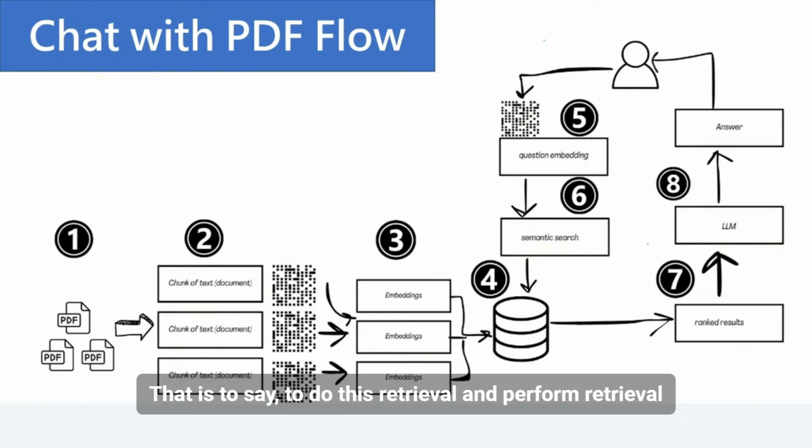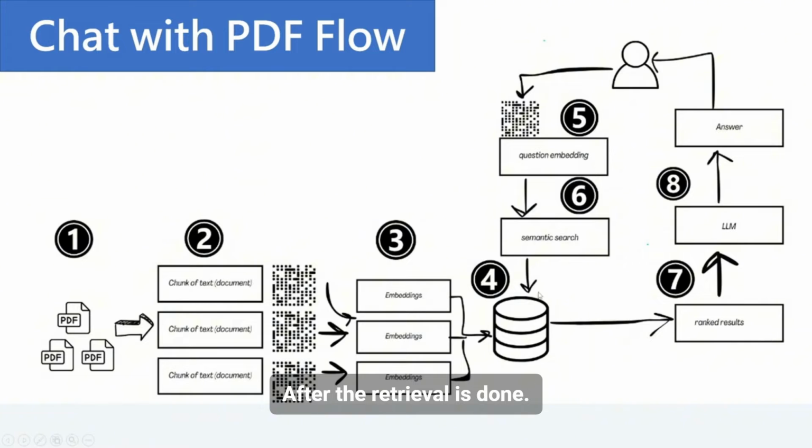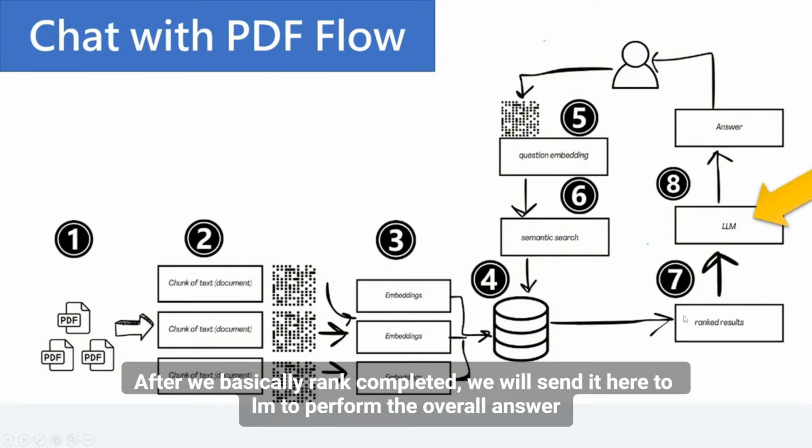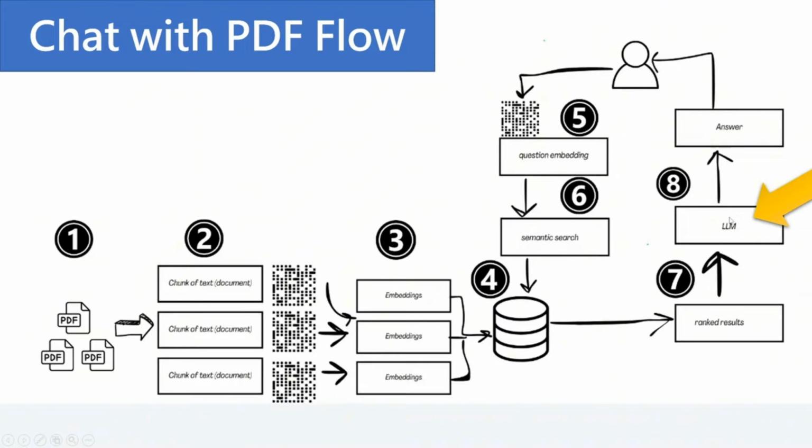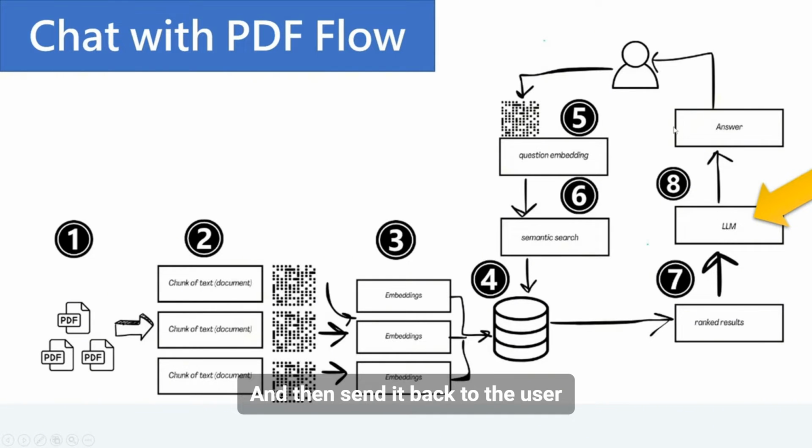That is to say, to perform the retrieval. After the retrieval is done, the seventh step is reranking. Basically, after the ranking is completed, we will send it here to the LLM to perform the overall answer. Then remove irrelevant sections and extract the content we need through the LLM's abilities, and then send it back to the user.